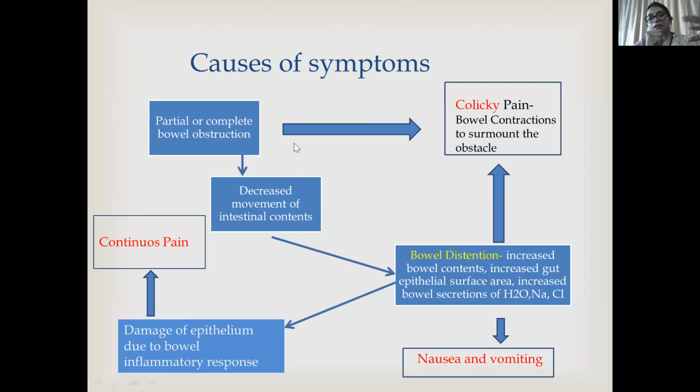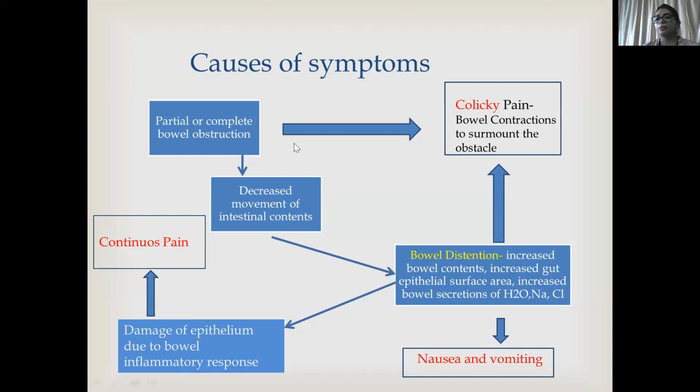The peristaltic waves that come and reach the obstruction point get augmented by the peristaltic waves that follow them. So definitely a much higher contraction comes, which in turn causes a lot of pain. The typical nature of the pain is colicky, a gripping type of pain. It comes and then slowly wanes off, and after a while it comes again. So that's a colicky type of pain. Now again, in a partial or complete bowel obstruction, there is decreased movement of the bowel contents, and this further leads to bowel distension.